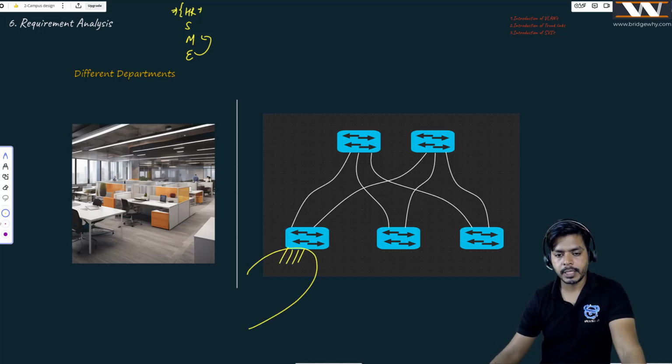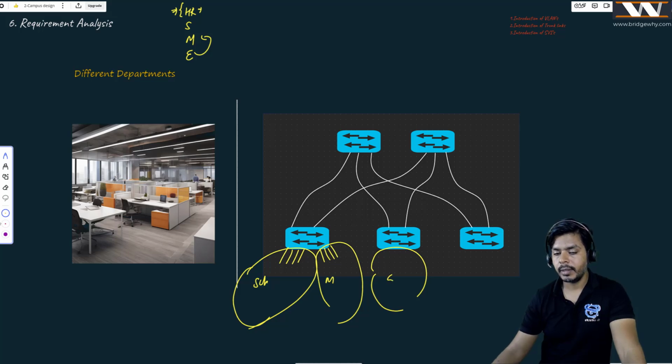And that is why what we are going to do is take some ports and make these ports part of what? Sales. We will take some other ports and make them part of marketing. Maybe engineering is right here. What we are doing is dividing this switch into multiple VLANs, right?